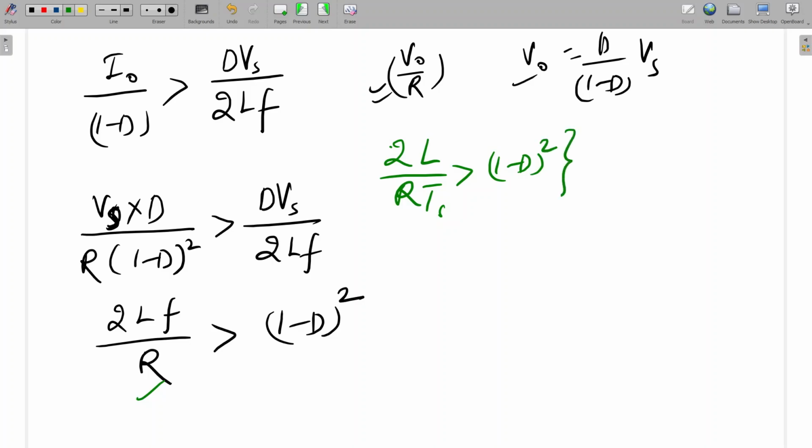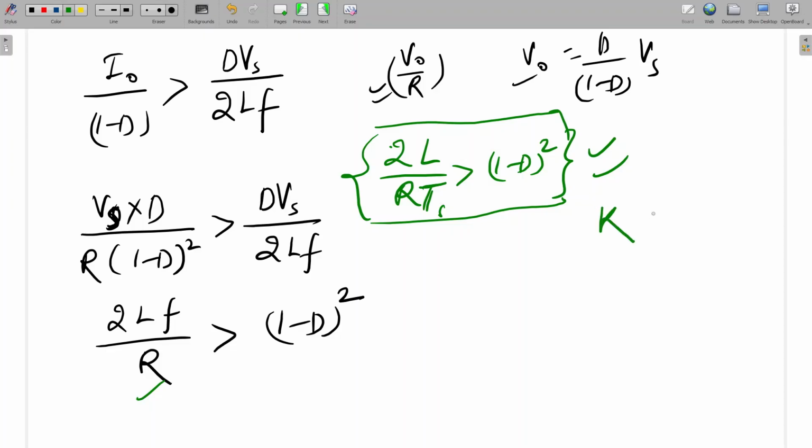So if this condition is satisfied, then we can say that the converter is working in continuous conduction. This condition you have to remember. Is this equation clear to all? Yes, sir. Okay.